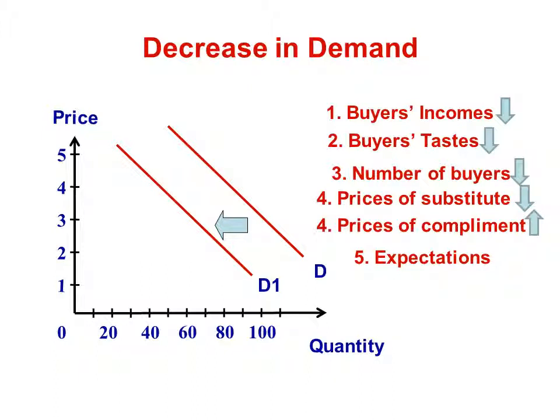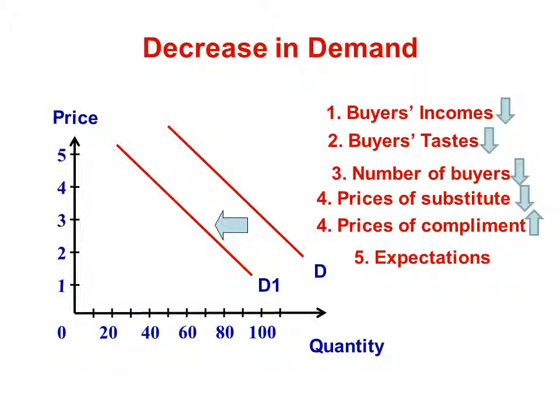So there was a decrease in the number of buyers, a leftward shift in demand, a movement from D to D1. Now, price of a substitute. It's always good to come up with a concrete example of substitute goods. So let's use the same example we used for an increase in demand in the opposite direction this time.